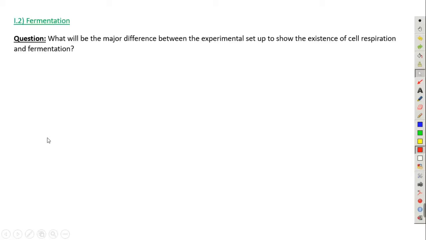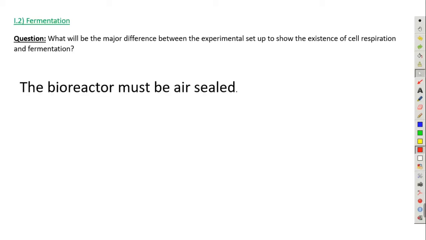1.2, fermentation. The first question we're going to ask ourselves is, what's going to be the difference between the previous setup and this one? The first setup was for studying respiration, and this one is for studying fermentation. Well, in fermentation, one of the key things is that there is no dioxygen. Therefore, the setup must be air-sealed. The bioreactor where the yeast will be placed must be air-sealed so that no dioxygen can come inside.